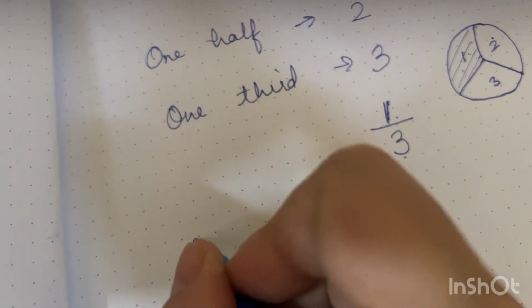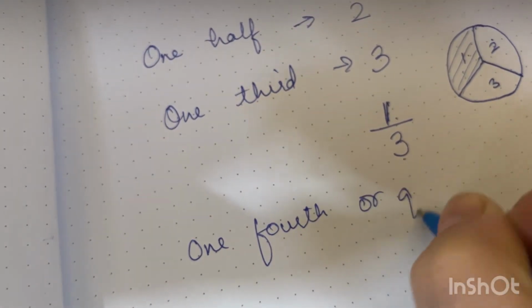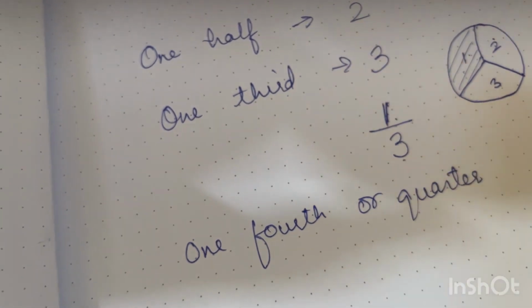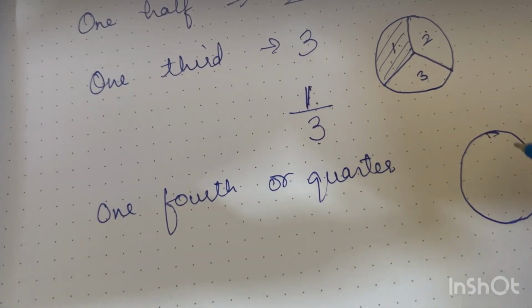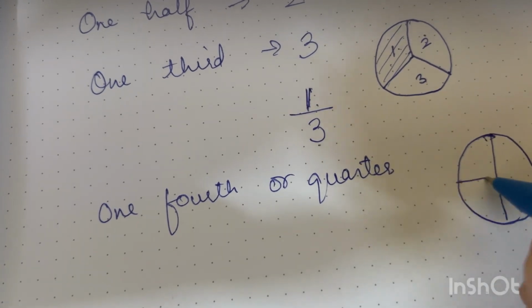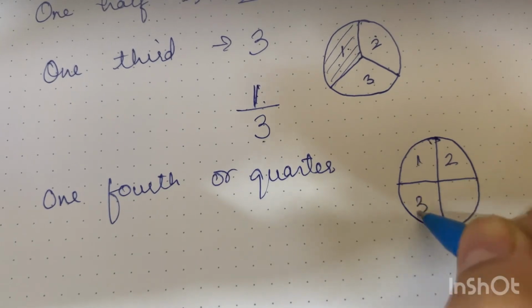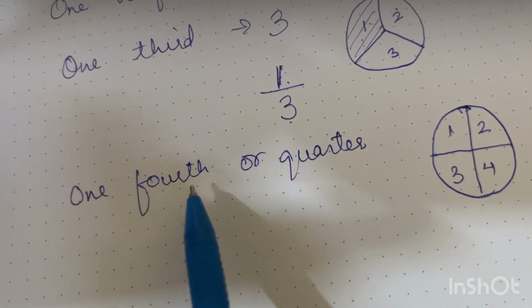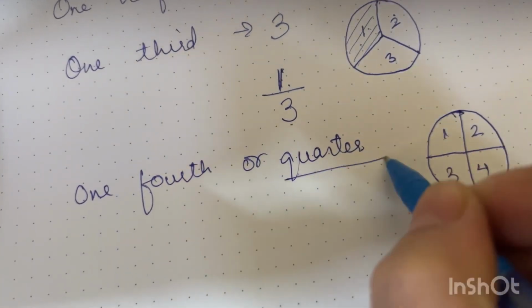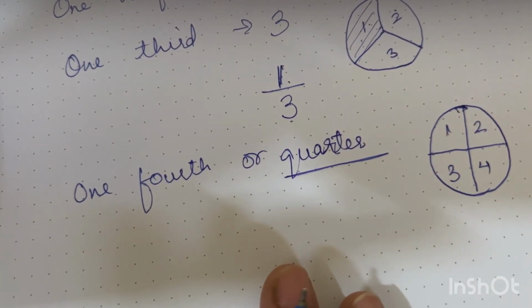And if we divide any object in four parts, four equal parts, then each part is called 1/4 of the whole object, or quarter. It is also called quarter of the whole object.